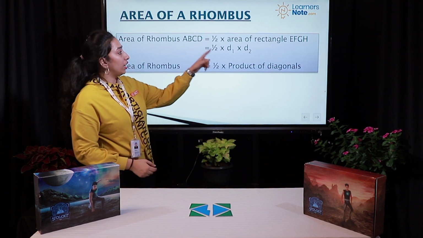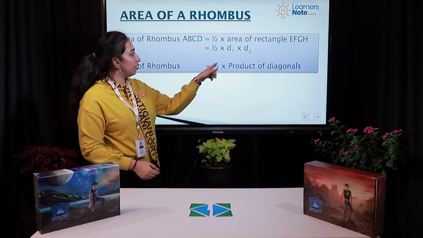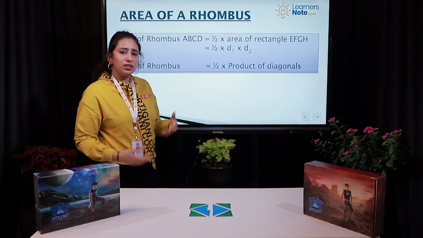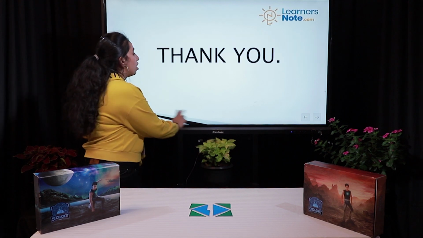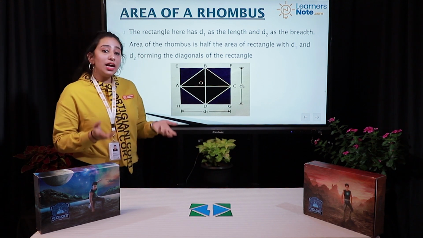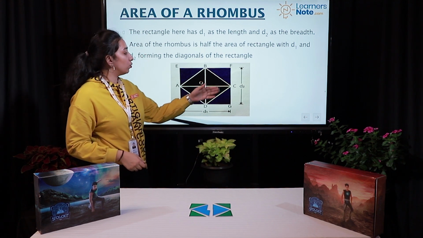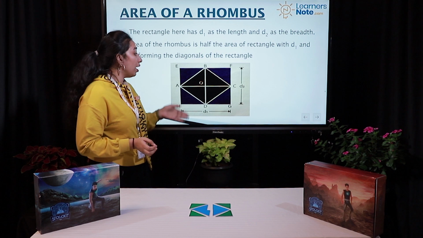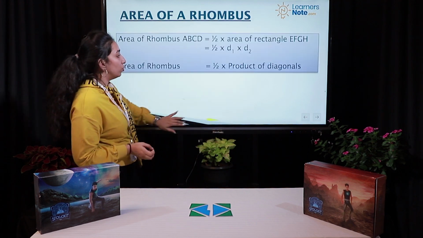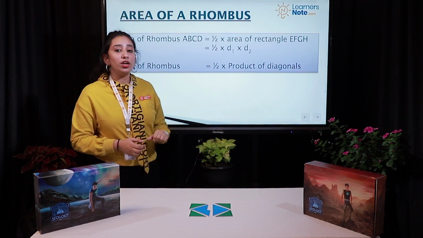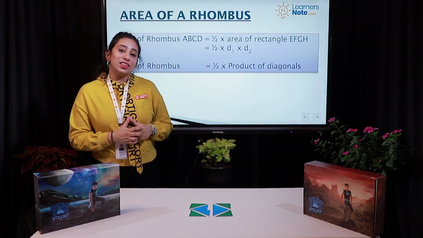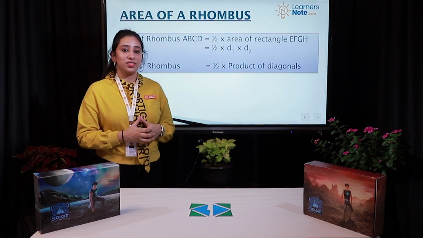So half the area of the rectangle is equal to half into D1 into D2. So that's equal to nothing but half into the product of its diagonals. How does it become the product of its diagonals? Because D1 and D2 are the diagonals of a rhombus. So D1 and D2 are the diagonals, which are not equal, by the way. They are of different lengths. So half into D1 into D2, or basically half into the product of the diagonals, is nothing but the area of a rhombus. So that's it about the area of a rhombus.